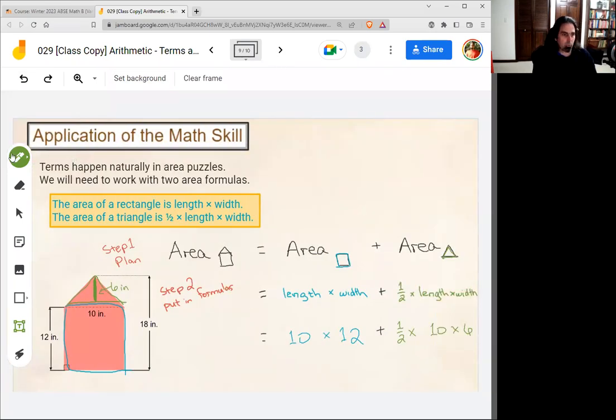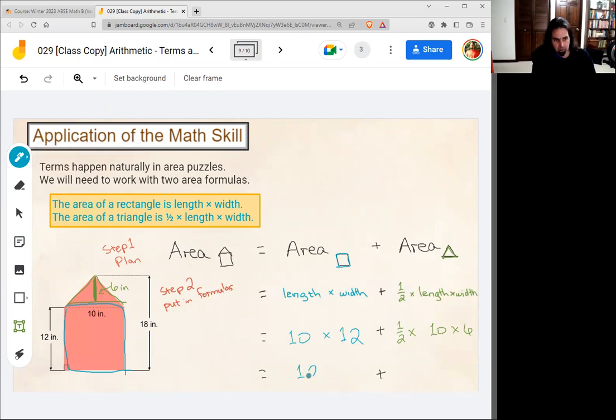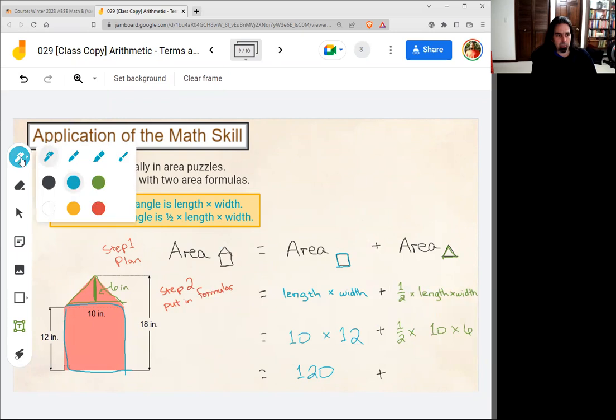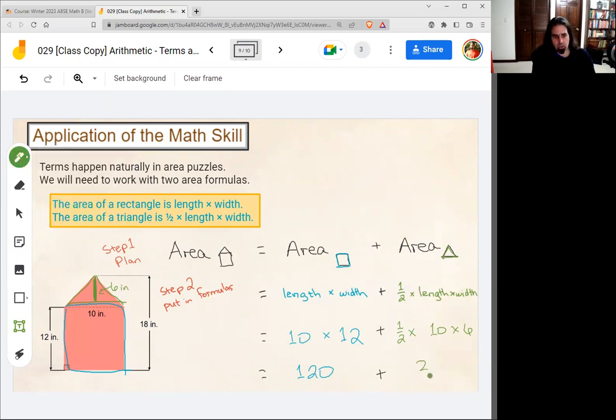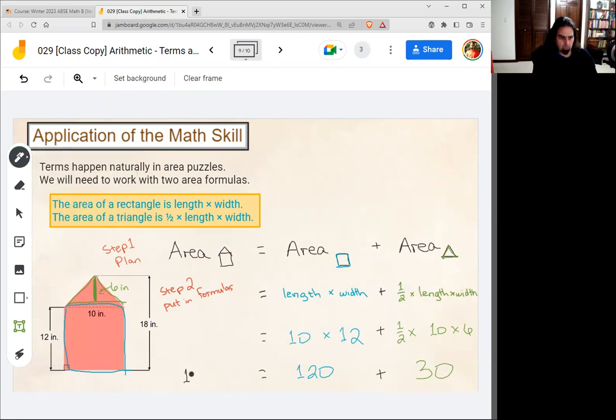Okay, now I have my two terms. I simplify them. I am happy. 10 times 12, that's just put an extra 0 on that 12. Half of 10 is 5. 5 times 6 is 30. And when I add them up, I get 150.